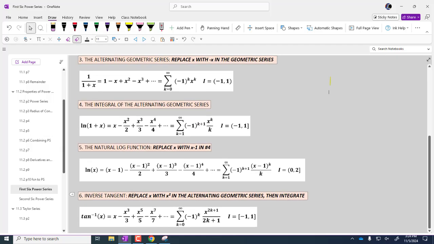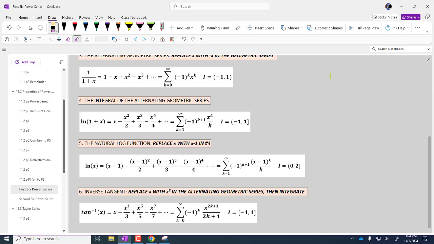So if we replace the x right there with x squared, we'd have 1 over 1 plus x squared equals, replace this x with x squared also on the far right here. That one starts at 0. That stays the same. Replace the x with x squared. That becomes x to the 2k. We'll talk about the interval of convergence in a minute. So that is the new power series for 1 over 1 plus x squared.